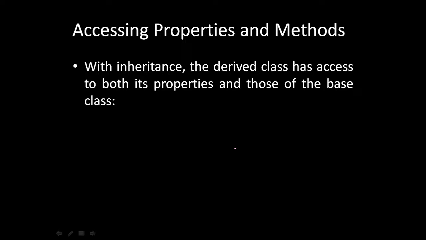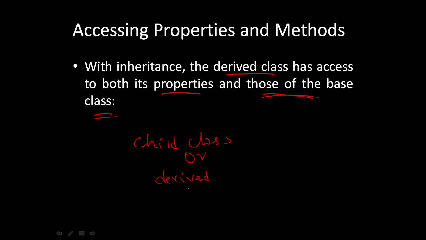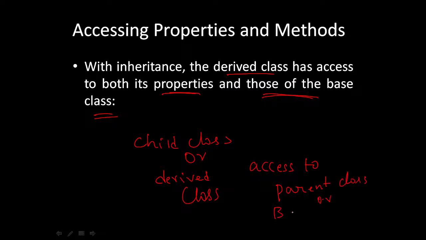Okay, now, how to access the properties and methods. With inheritance, the derived class has access to both its properties and those of the base class. So this we have already seen. When we inherit a derived class from a base class, we can have access to the properties and the methods of the base class. So the child class or the derived class has access to the parent class or base class.